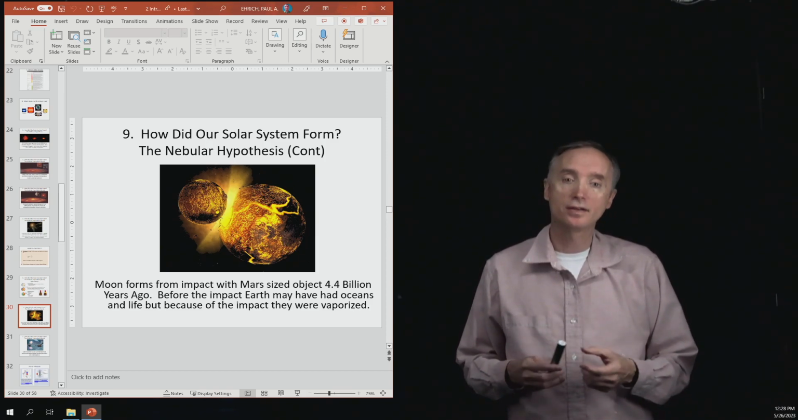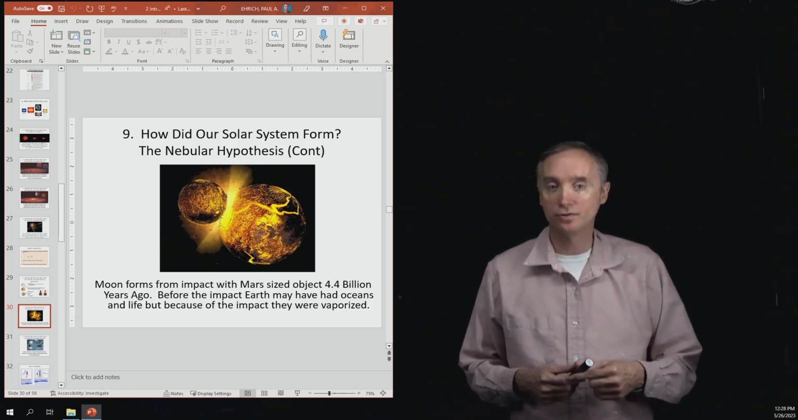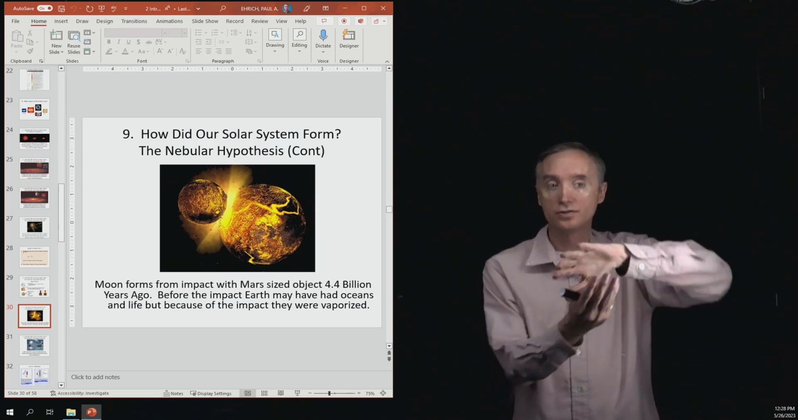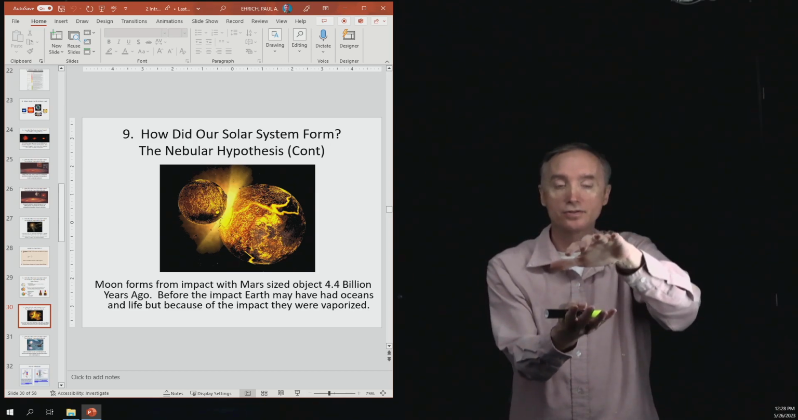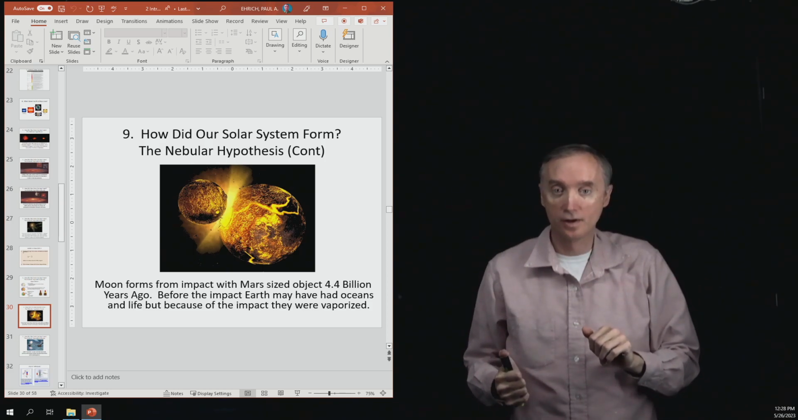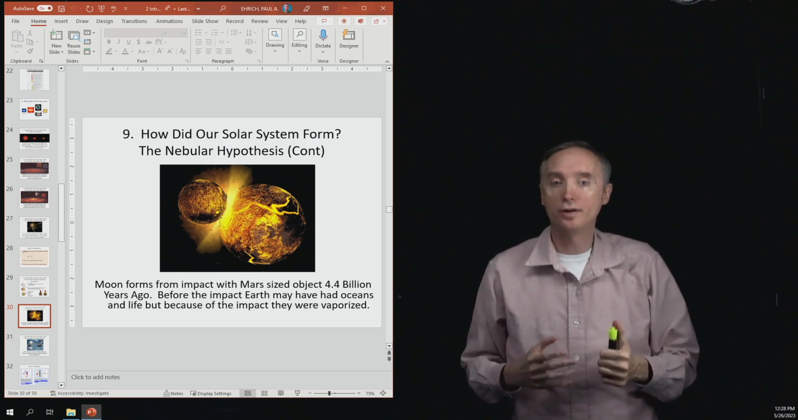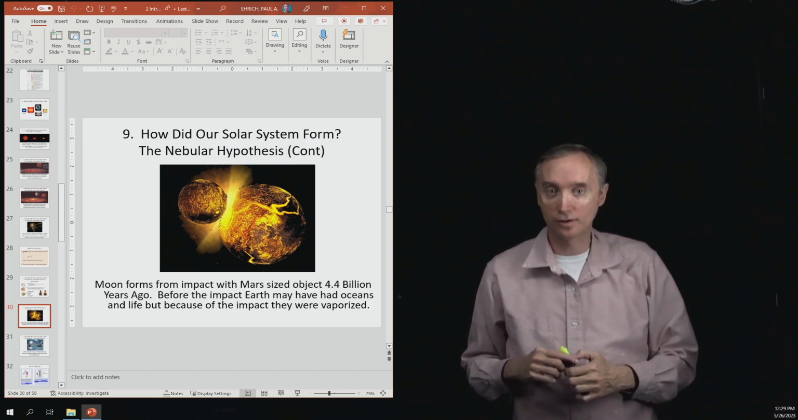Okay, then the next thing that we found out was that the Earth differentiated into an iron core surrounded by a rocky mantle, surrounded by a very thin crust. Okay, so now let's continue to talk about what happened to the Earth in particular.